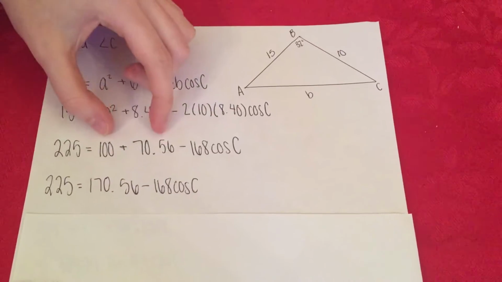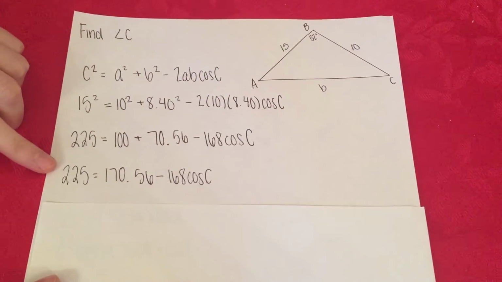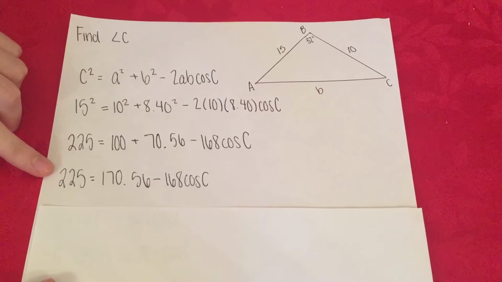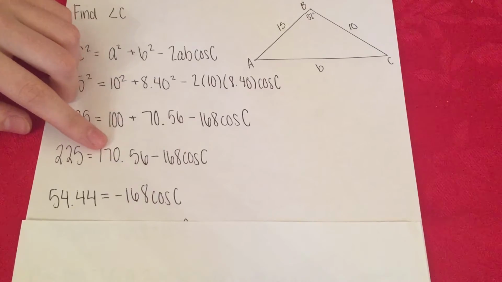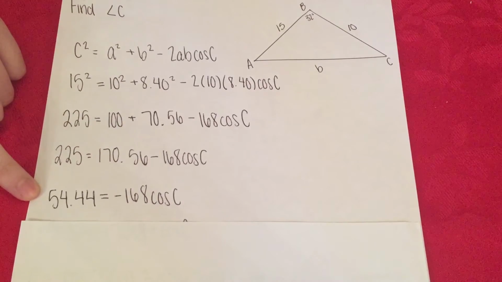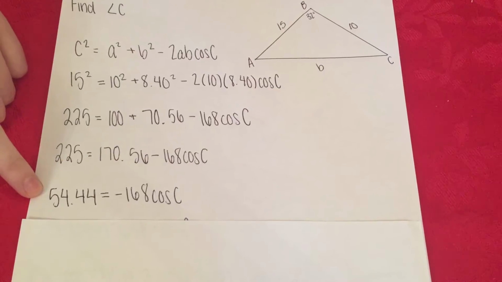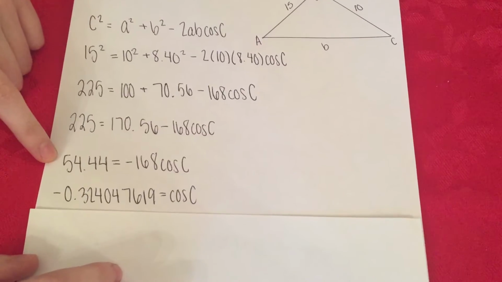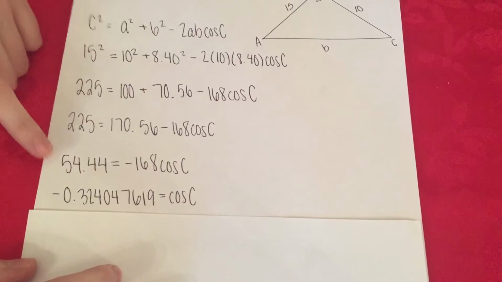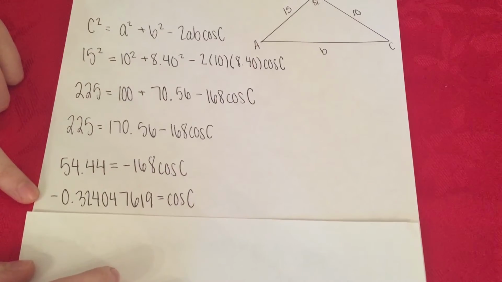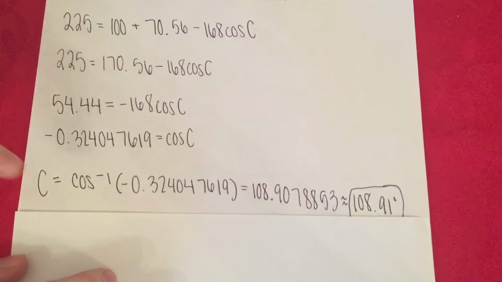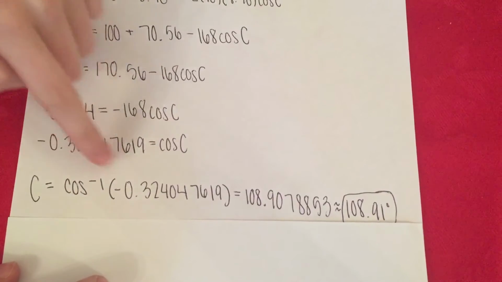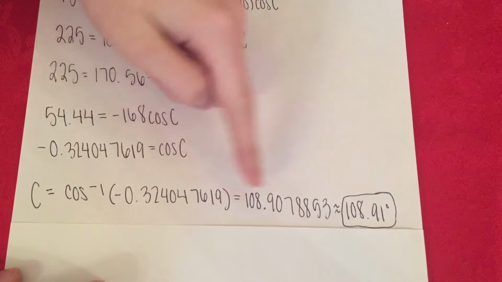Then we're just simply going to add these two. So 225 is equal to 170.56 minus 168 times cosine of C. We're subtracting now the 170.56, and we get 54.44, which is equal to negative 168 times the cosine of C. Then we divide by negative 168, and we get negative 0.324047619 is equal to the cosine of C. So we take the inverse cosine of that number, which simplifies to 108.91 degrees.